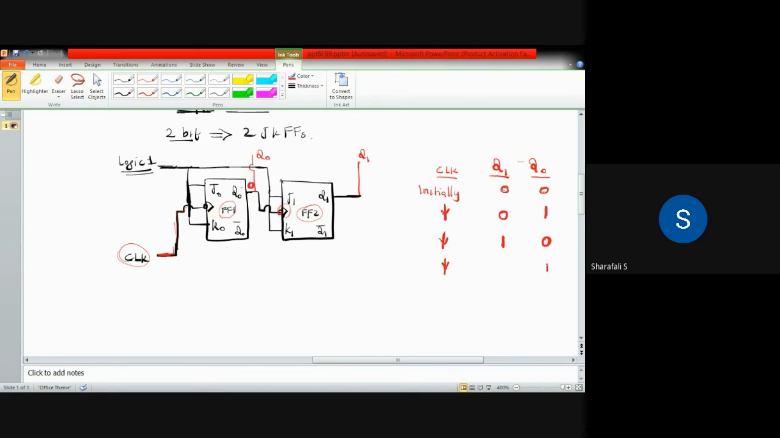Q0 will become 1. So when Q0 becomes 1, this clock pulse will become 0, because we have to take the complement of that at this point. So the complement of Q0 will be applied as the clock of this second flip-flop, as we have the NOT operation here. So we will have 0 at flip-flop 2 as clock, so it is not going to toggle, and it will retain its state as 1.